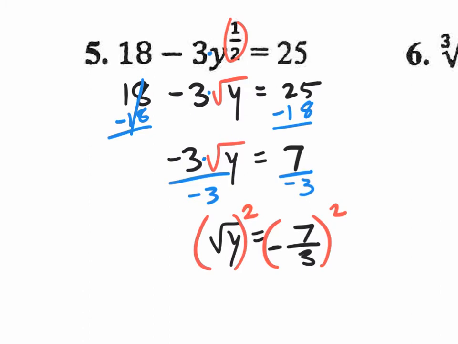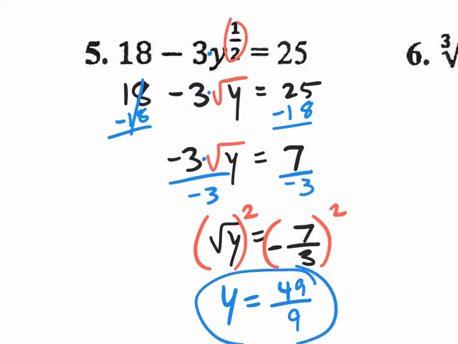And now I have a nice, beautiful y equaling -7/3 times -7/3, which is a positive 49 over 9. So there's your answer. y equals 49 over 9. Now, you do need to double check it and make sure that you don't get an extraneous solution. So when you plug in the fraction 49 over 9, you really have the square root of 49 over 9, which is really doing the square root of the top and the square root of the bottom.